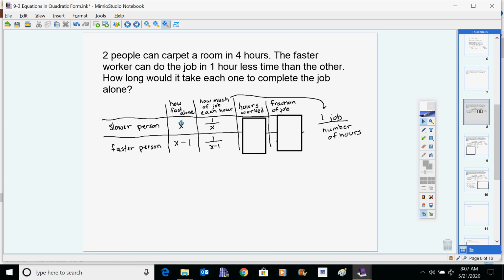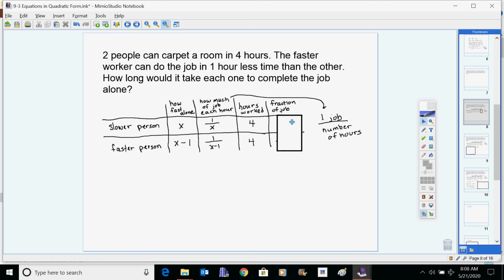Now it says in this particular time period, the carpenters together each spent 4 hours. So by themselves, the slower person takes 1 over however many hours for one job. The faster person takes that much if they're working alone. But this person is working for 4 hours, and so is this one. So the number of hours worked is 4.